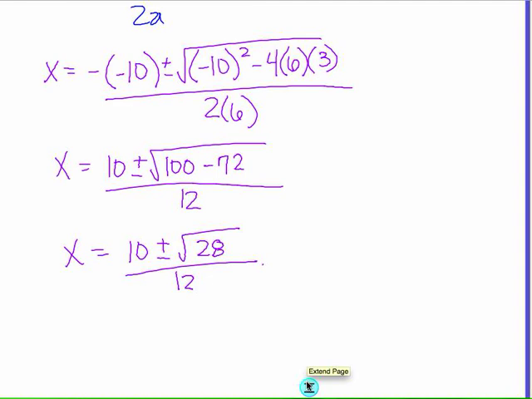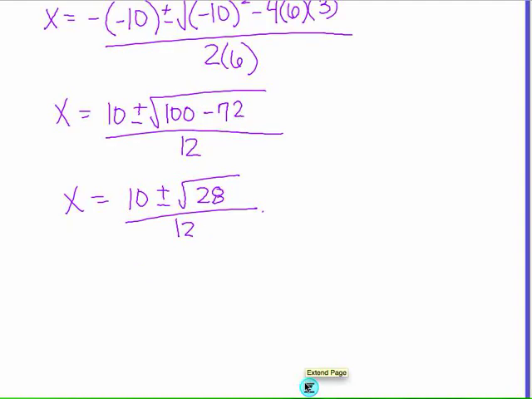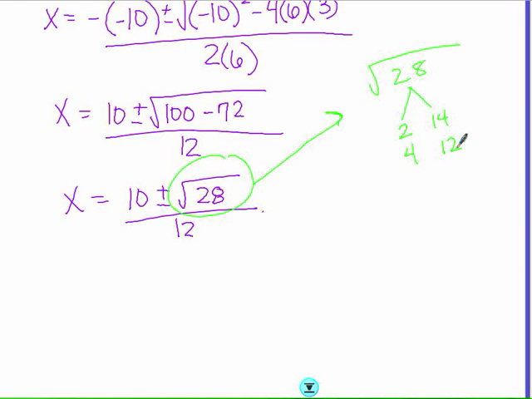Now keep in mind, I can still simplify this radical. So I'm going to take this off to the side. Remember, we said to simplify, we're going to make our factors. So 28, you can factor it into 2 and 14, right? You can also do 4 and 12, right? Sorry, I lied. Not 4 and 12. That's 48. You could do 4 and 7.